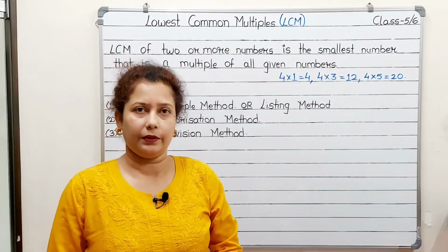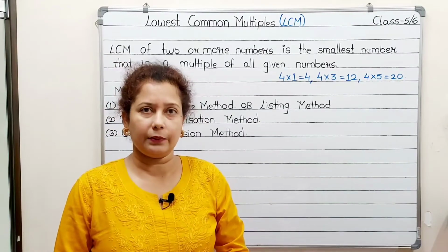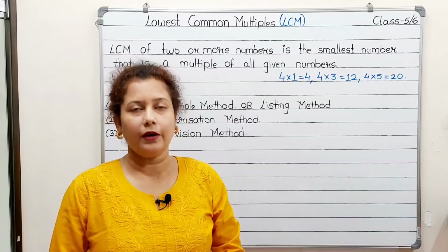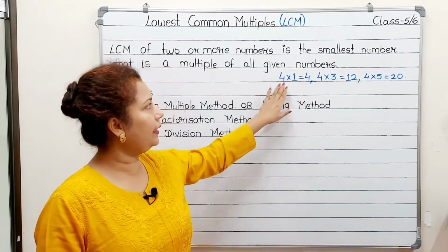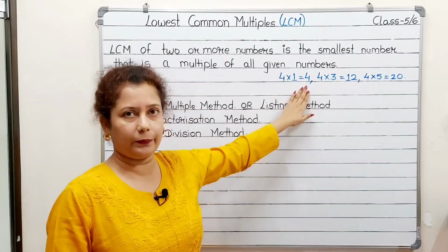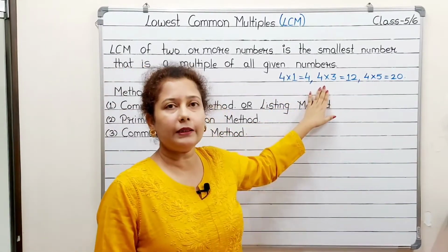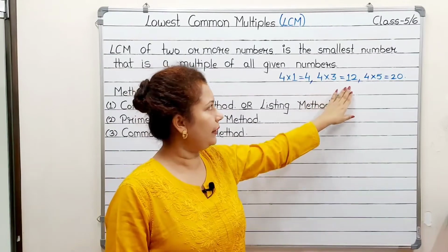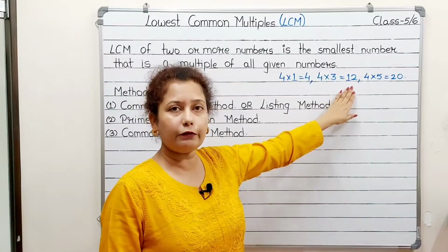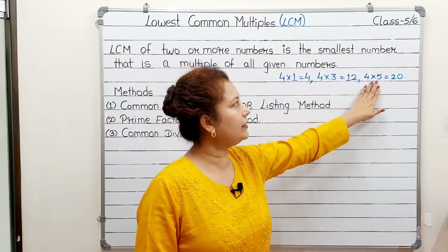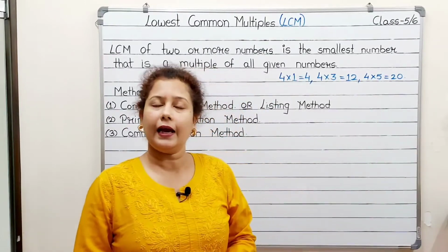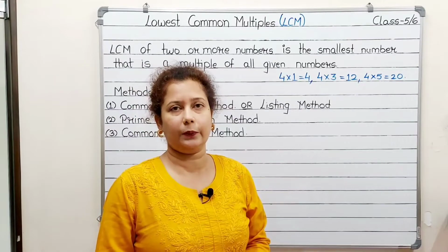A multiple of a given number is the product of that number when we multiply it by any other natural number. For example, if we multiply 4 by 1, the first multiple of 4 will be 4. The third multiple of 4 will be 12 because when we multiply 4 by 3, we get 12. The fifth multiple of 4 is 4 into 5, that is 20. So we can find n number of multiples of the given number.